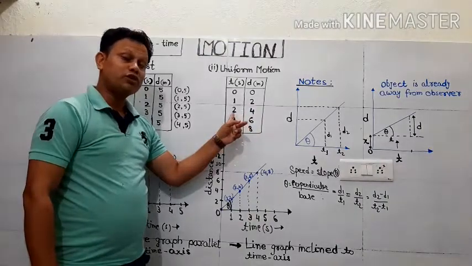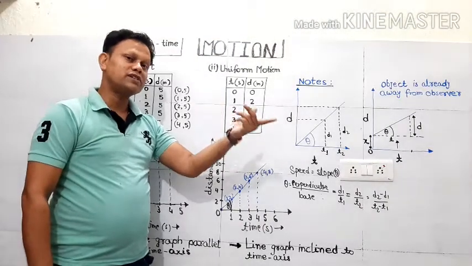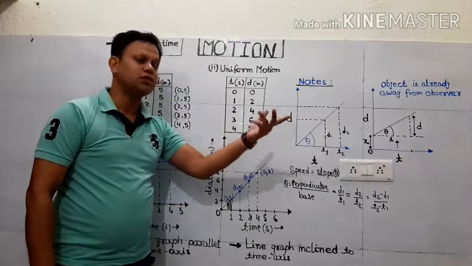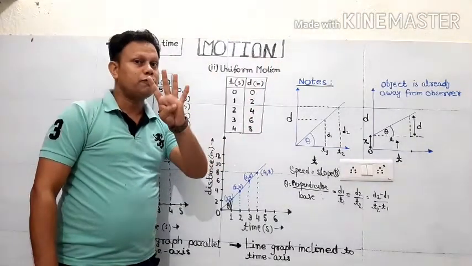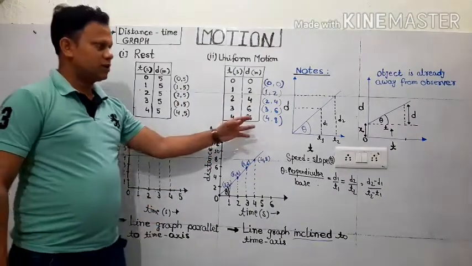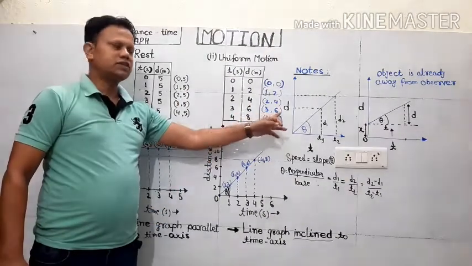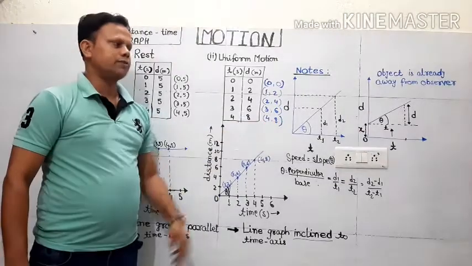What will I observe after 2 seconds? For the next 1 second, again it has to move 2 meter per second, because the speed is fixed. So from me, the distance will now be 4 meter. Similarly, 3 seconds, 6 meter; 4 seconds, 8 meter.